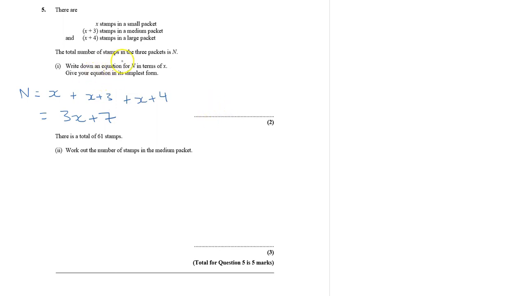Therefore, now the key bit here is it says write down an equation. So you need to write n is 3x plus 7. For part 2, it says there is a total of 61 stamps. Work out the number of stamps in the medium packet. Well, if there are 61 stamps altogether, that means that 3x plus 7 is equal to 61. Now, if we take away 7 from both sides, we get 3x is 54, and then divide by 3, we get x is 18. Now, if x is equal to 18, that means the medium packet, which is x plus 3, must have 18 plus 3, which is 21 stamps altogether.